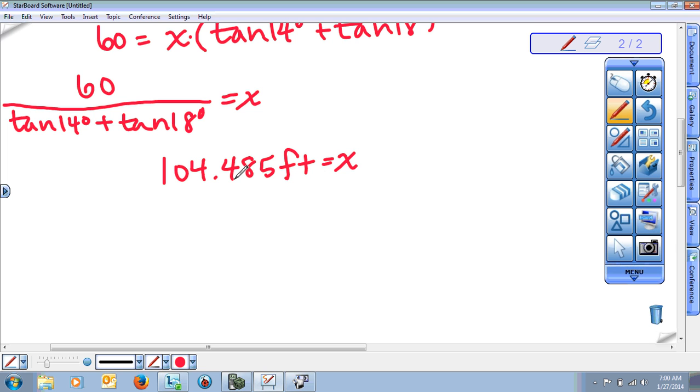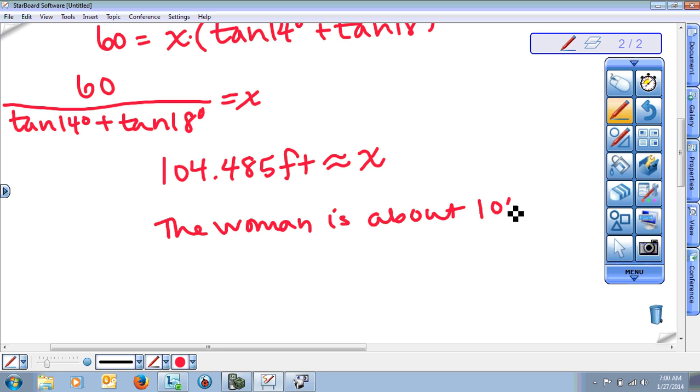Okay, so let's reevaluate what I did. I just rounded off, so approximately x. I did it to 3 decimal places because it didn't tell me how many, and we're preparing ourselves for AP Calculus. I'm not circling this because I need to write a sentence that says the woman is about 104 feet from the flagpole.